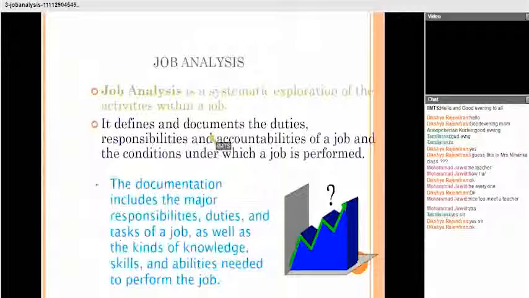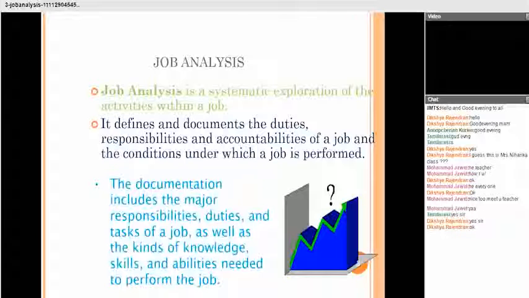So job analysis. What is job analysis? Job analysis is a systematic exploration of the activities within a job. It defines and documents the duties, responsibilities and accountabilities of a job and the conditions under which a job is performed. So job analysis means analyzing the job. What are the roles and responsibilities which you have to perform in that particular role? All those activities associated with your job profile is called job analysis.